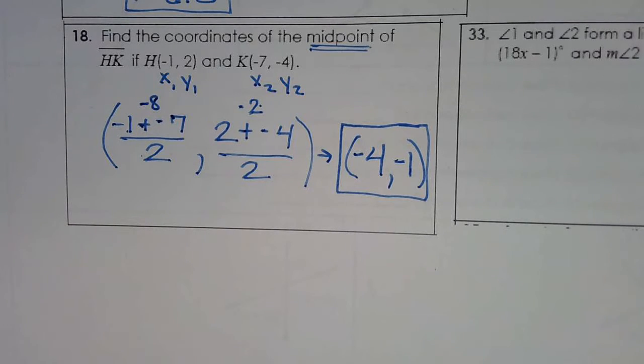It's plus. I think you did minus a negative, so it's plus. Midpoint you add, distance you subtract. That's where it gets confusing.